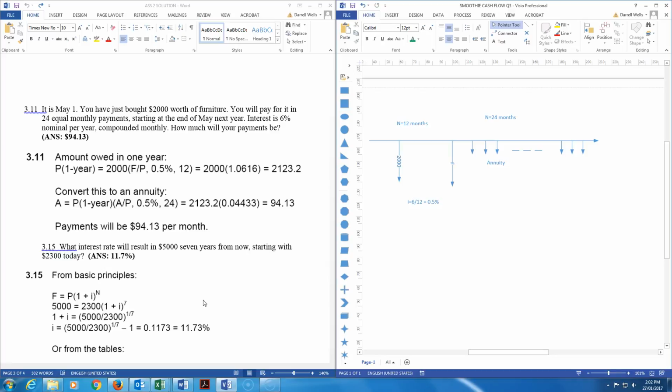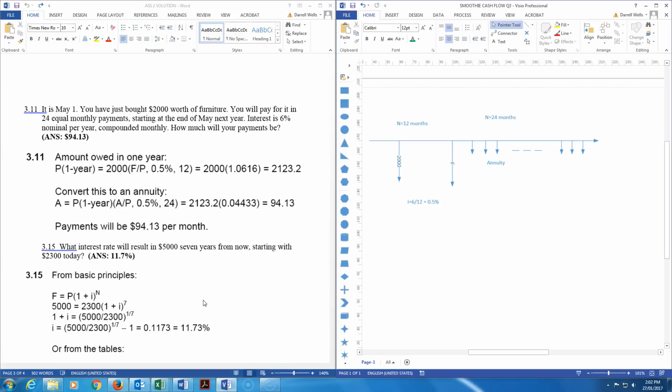Good day, folks. I want to go over this particular problem from assignment number 2. It's the one where you buy some furniture at the beginning of the year and you don't start making payments on it until 1 year from now. And then those payments are spread out over a 2-year period.